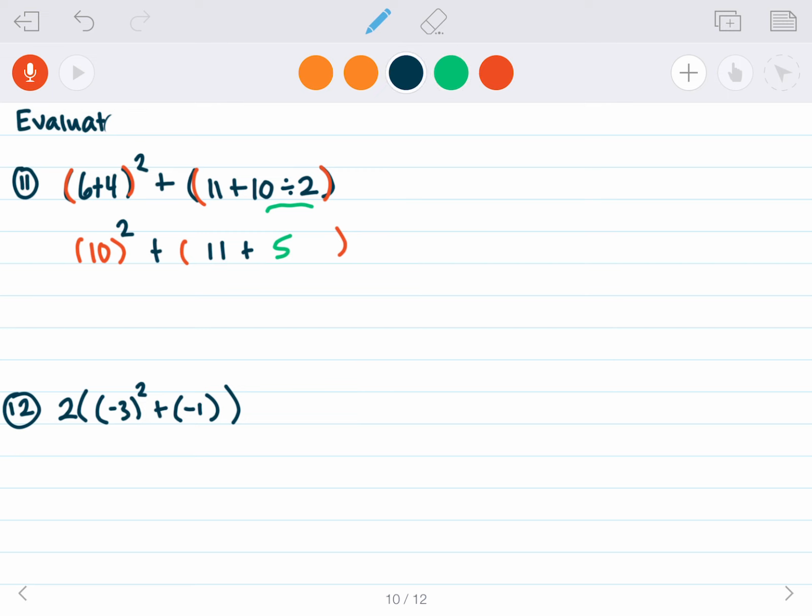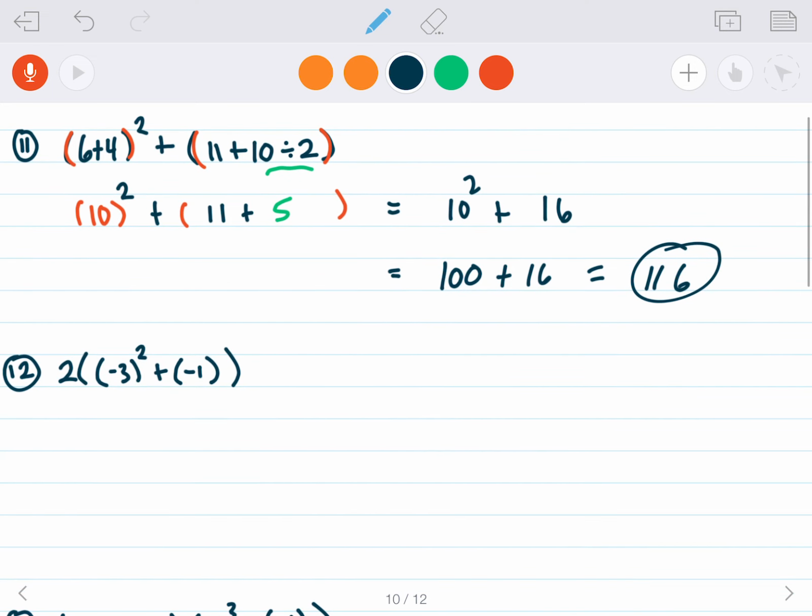So this becomes 10 squared, that's this, plus 16, right? Now that I'm done with my parentheses, I can do the exponent. So 10 squared is 10 times 10 is 100, and then 100 plus 16 gives me a final answer of 116. Let's look at number 12.